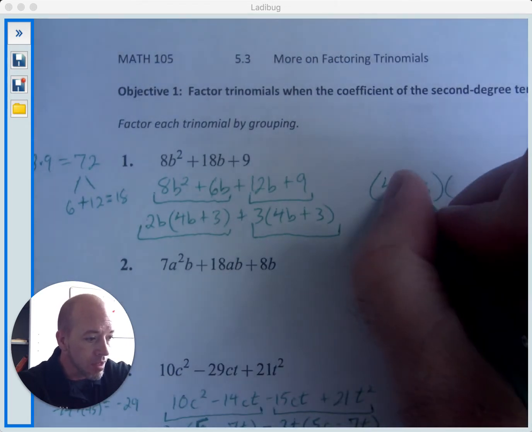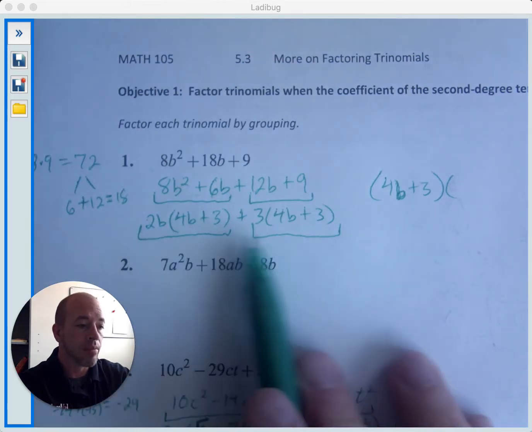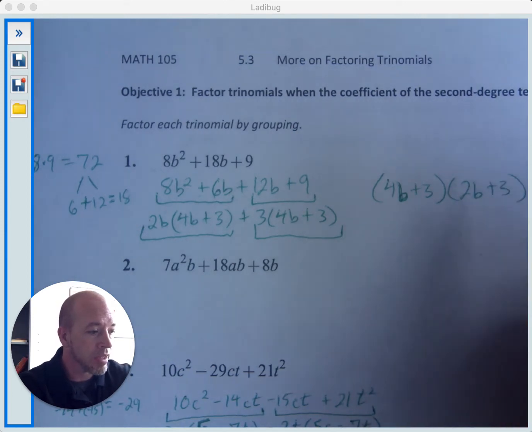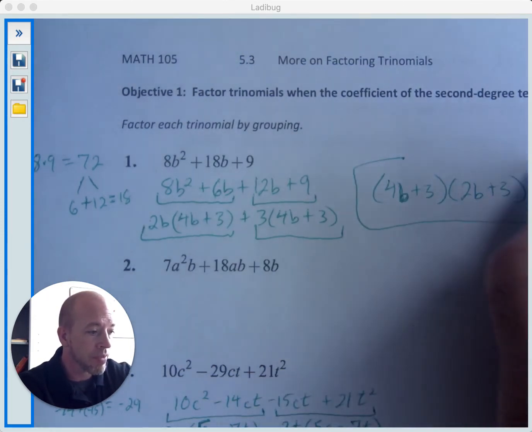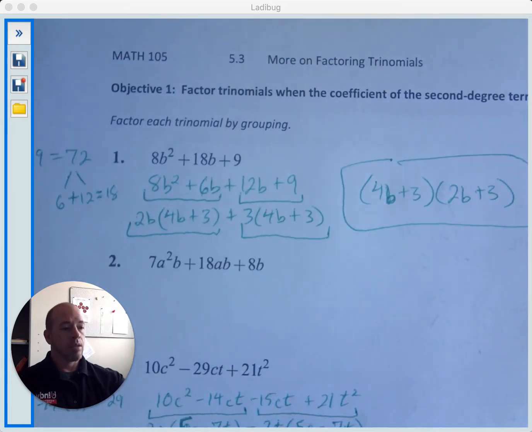Let's see. And what we are left with is a 2b plus 3. And then we are completely factored. That would be your answer. Again, I suggest if you're not sure, check, right? Foil this thing out and make sure you get back to where you started.